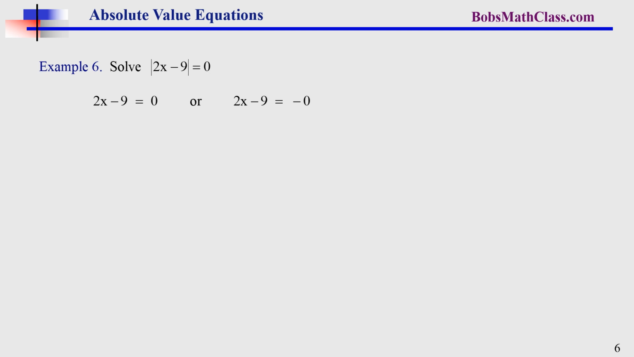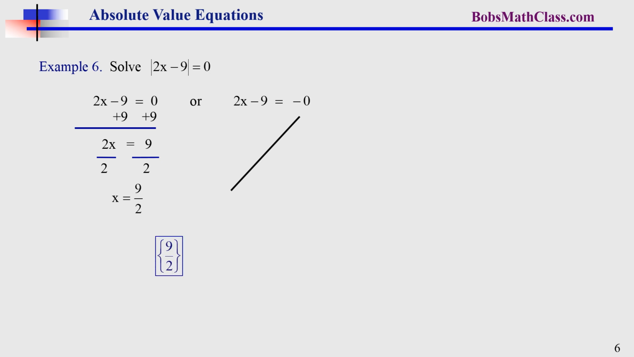So let's solve our first equation. Add 9 to both sides. It gives us 2x equals 9. Then divide by 2 on both sides. And we get x equals 9 halves. Again, on the right side, we don't have to worry about it. So our answer is only 9 halves.